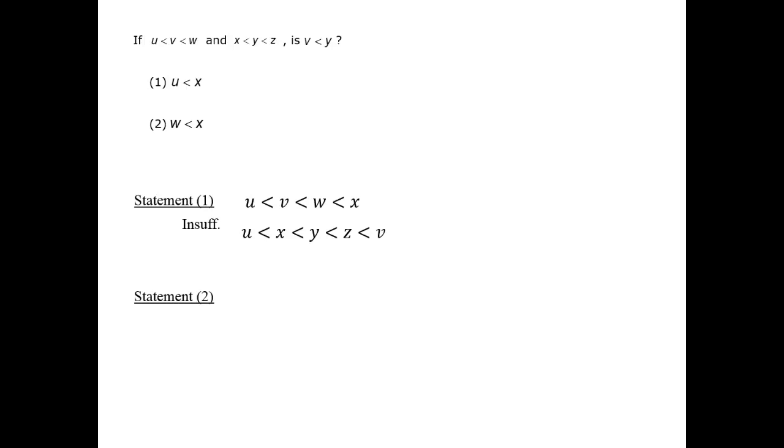Statement 2 improves upon statement 1. Namely, it says that the first case that we looked at is the only case. The second inequality is tacked on to the end of the first, so that all the variables are lined up in order. We have sufficient information to answer the question of whether V < Y. The correct answer is B.